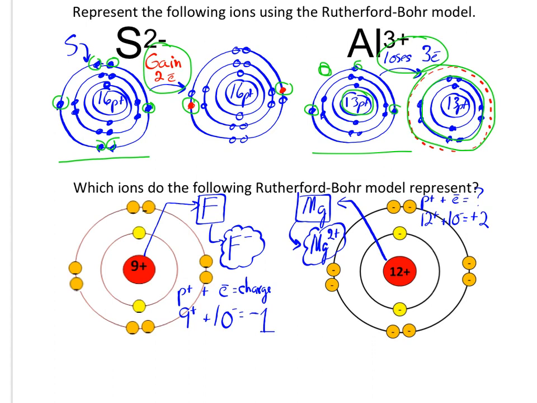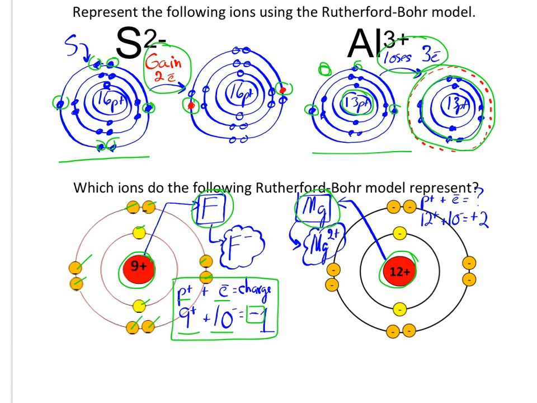And at the bottom, which ions do the following Rutherford-Bohr models represent? Well, with a 9+ charge in the nucleus, you know that's fluorine. And here with a 12+ charge in the nucleus, you know that's magnesium. But you have to count your electrons then. On the left side, we have 1, 2, 3, 4, 5, 6, 7, 8, 9, 10. So if we do the calculation here, protons plus electrons, I have 9 positive charges and 10 negative charges, so the total is -1. So this is actually an ion of fluoride, not an atom of fluorine.